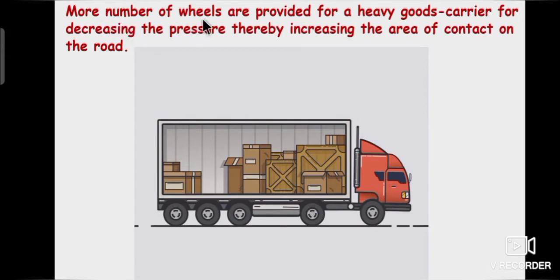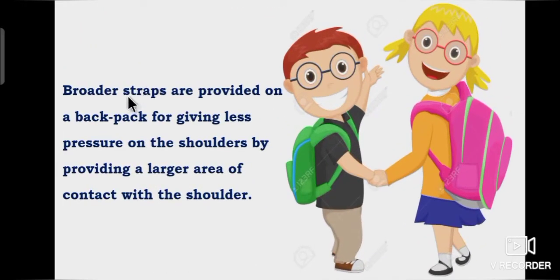Also, more wheels are provided for a heavy goods carrier for decreasing the pressure, thereby increasing the area of contact on the road. Also, broader straps are provided on a backpack for giving less pressure on the shoulders by providing a larger area of contact with the shoulder.